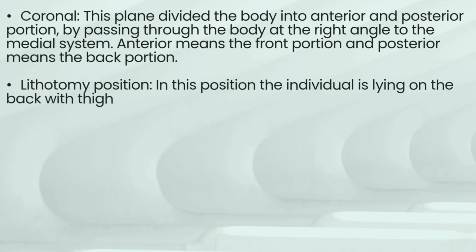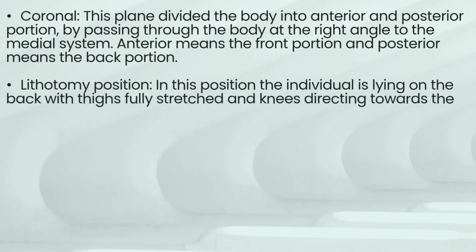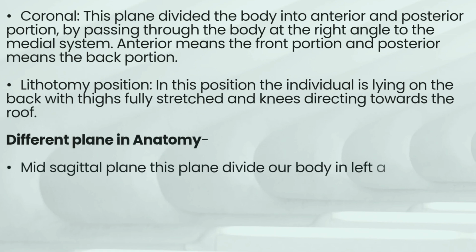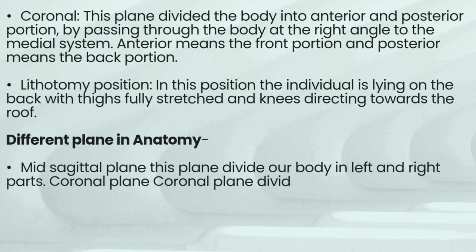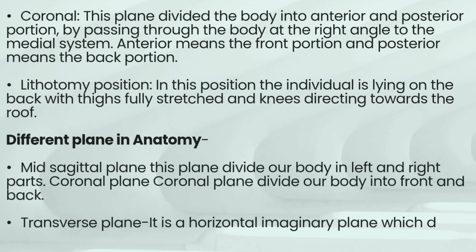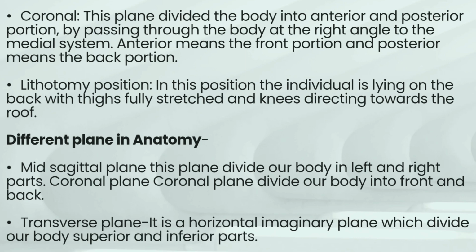Lithotomy position. In this position the individual is lying on the back with thighs fully stretched and knees directed towards the roof. Different planes in anatomy. Mid-sagittal plane: this plane divides our body into left and right parts. Coronal plane divides our body into front and back. Transverse plane: it is a horizontal imaginary plane which divides our body into superior and inferior parts.